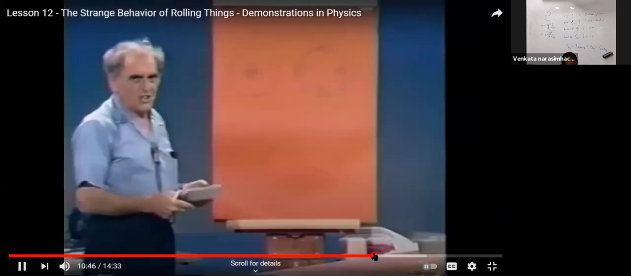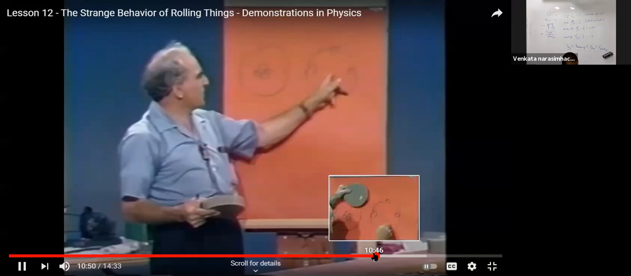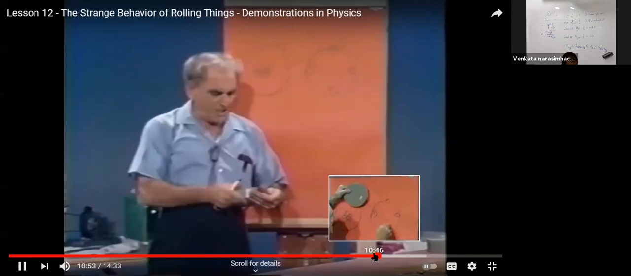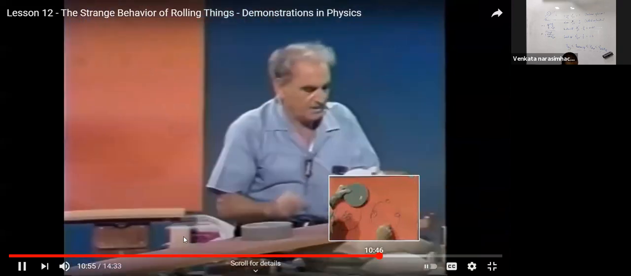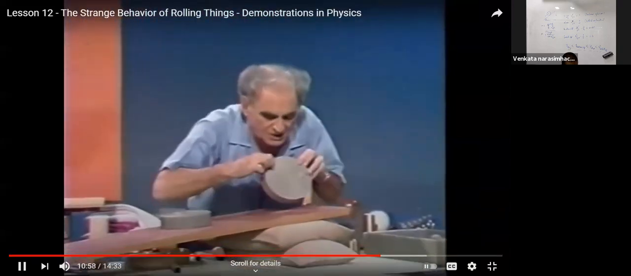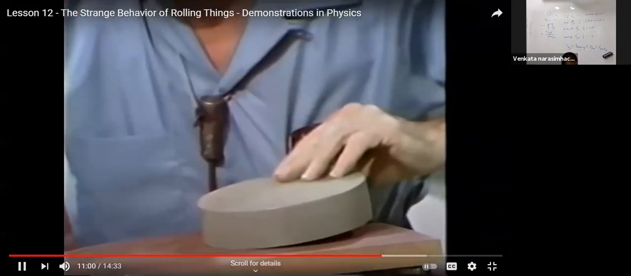So you see, when the mass is farther from the geometric axis, the motion is slower, and I'm going to show you that. Here's the one with the weights lodged in the periphery, and here is the one with the weights lodged near the center. Watch now the motion.